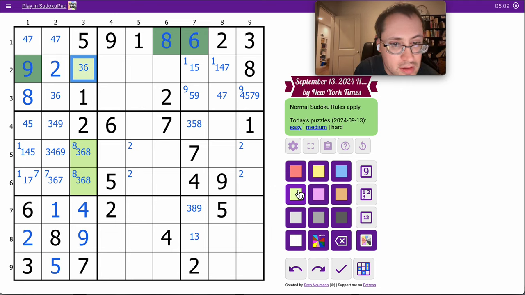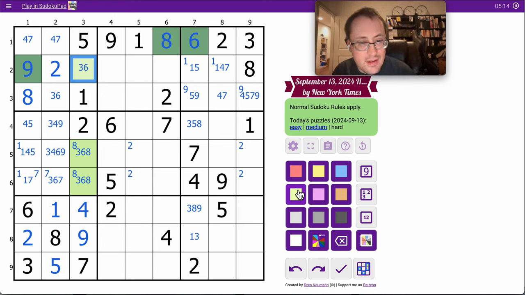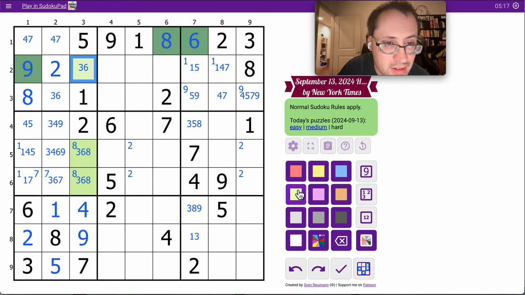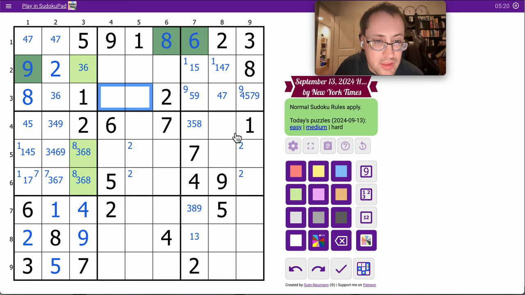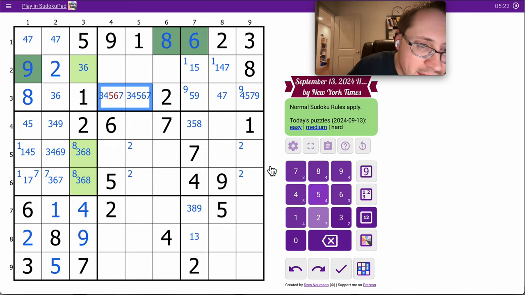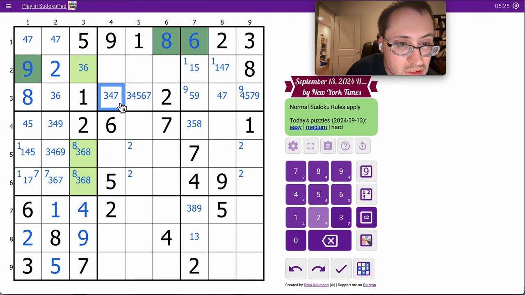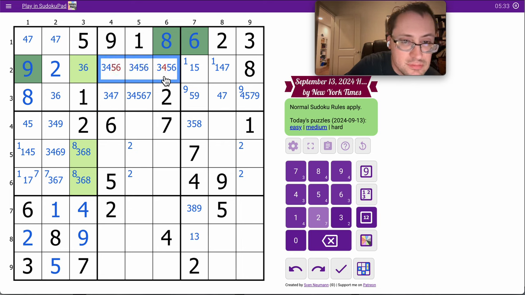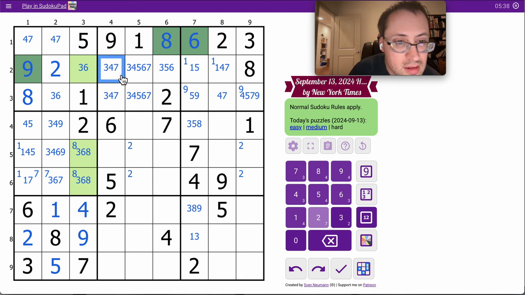Okay. So what can I do by columns? 1, 2, 8 in row 3. I need 3, 4, 5, 6, 7, 9. These are 3, 4, 5, 6, 7 because none of them can be 9. And that sees 5 and 6. These are not 1, 2, 8, 9. One, two, four, five, six. So these are 3, 7, 8, 9.